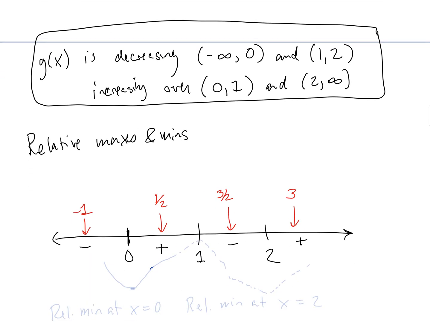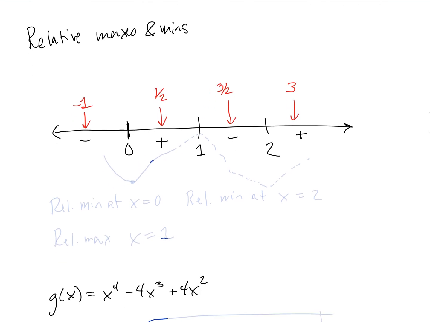Lastly, we were asked for where the relative maxes and mins are. So we know that if the function is decreasing and then increasing, if it's a negative derivative and then a positive derivative, that is a relative min. So we've got a relative min at x equals 0, and we've got a relative max at x equals 1.